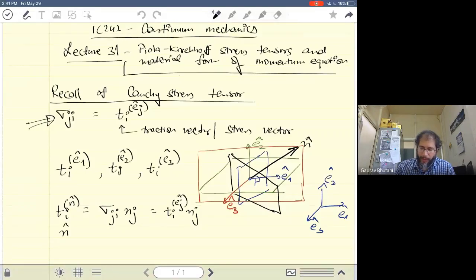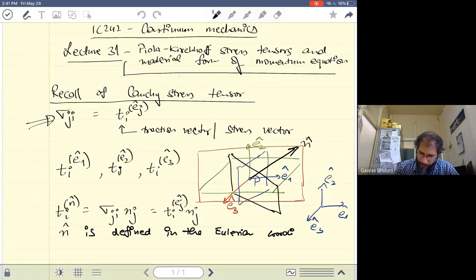All right. So it must be clarified here that n hat, which is a normal to the arbitrary cutting plane, is defined in the Eulerian coordinate system. Okay, so we have two coordinate systems here. I apologize for this change of pen thickness. We will go back to the previous pen later. So n hat is defined in the Eulerian coordinate system.